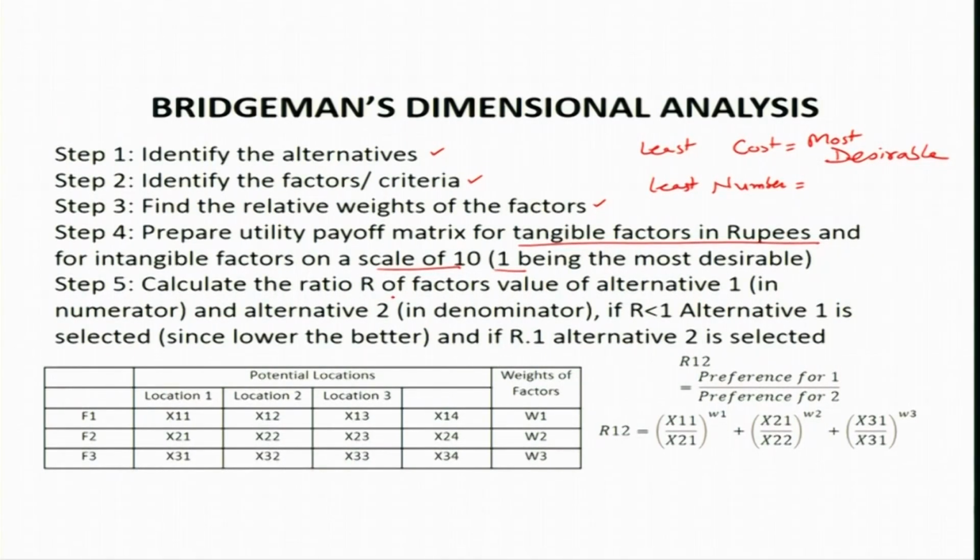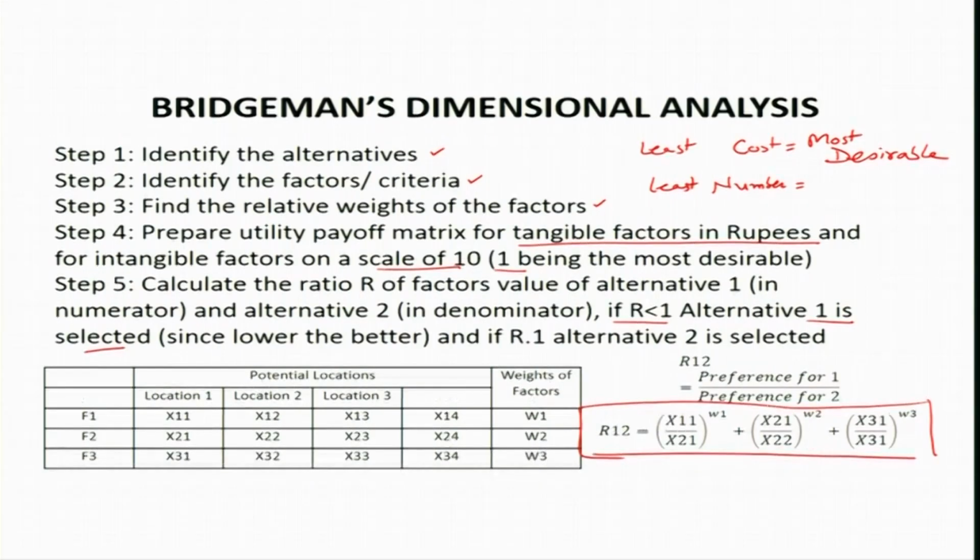Step 5, calculate the ratio R. The way I was calculating the ratio R of factor values, with alternative 1 in the numerator and alternative 2 in the denominator, if R is less than 1, alternative 1 is selected. So we use this formula, as I was trying to write in our previous slide. R12 is equal to x11 by x12, x21 by x22, x31 by x32, each raised to its weightage. So it is the preference for alternative 1 divided by the preference for alternative 2.